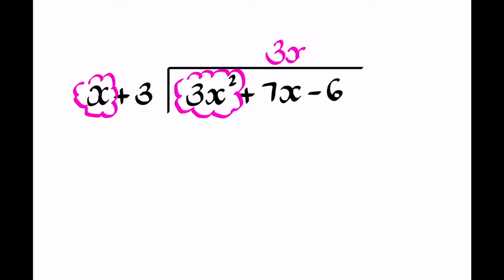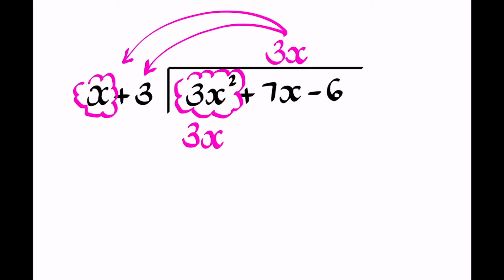So I'm going to put that 3x by the 7x, so I'm putting it in the x column. Now I'm going to take that 3x and multiply it with my two terms. So 3x times x is 3x squared, and 3x times 3 is positive 9x.